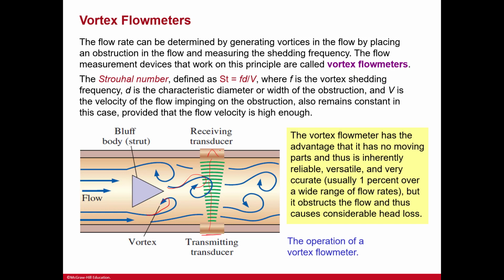The Strouhal number, defined as St = fD/V, where f is the vortex shedding frequency, D is the characteristic diameter or width of the obstruction, and V is the velocity of the flow impinging on the obstruction. It also remains constant in this case, provided that the flow velocity is high enough.